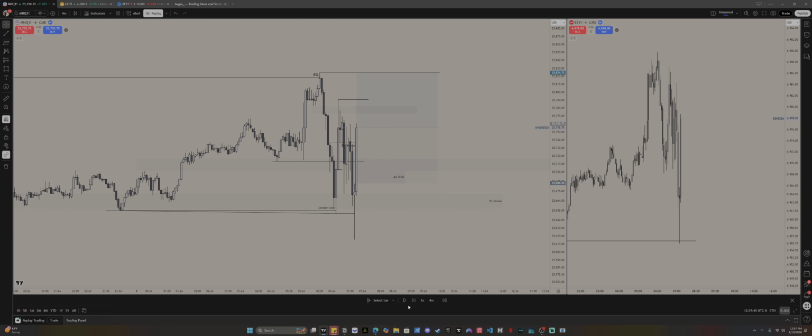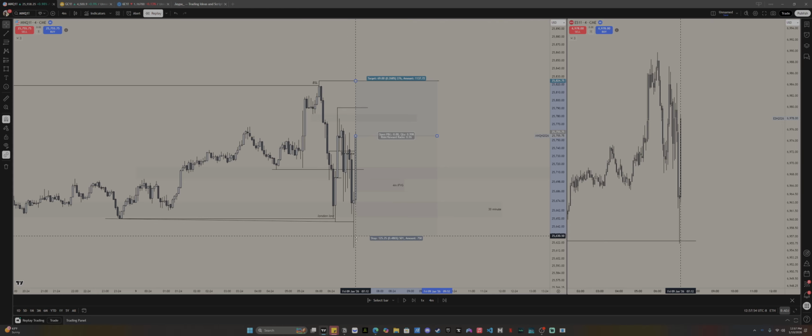So you could enter off of this 4-minute. If you were to take this high of a trade, I would honestly just set a limit order down here somewhere to get better risk to reward and have a more reasonable stop loss, because price could come all the way down here and then come back up.